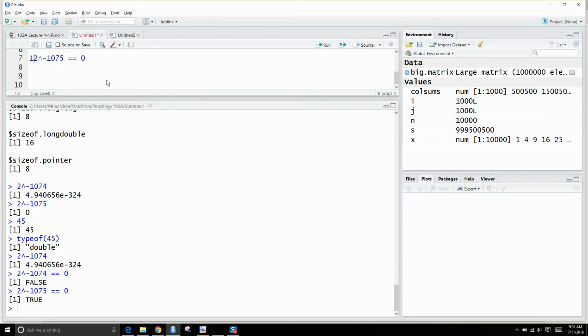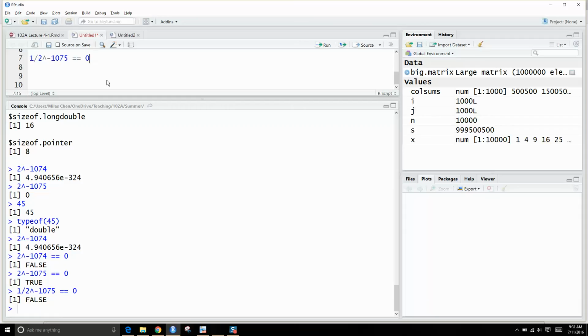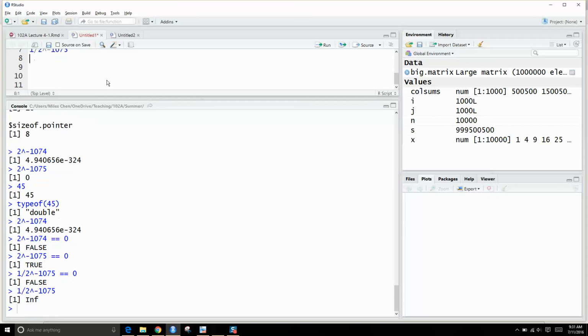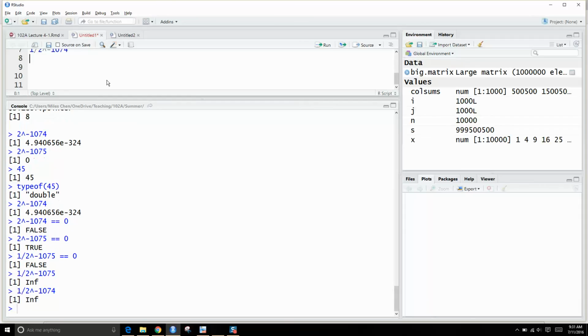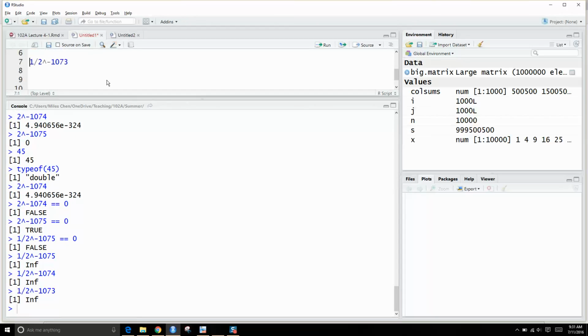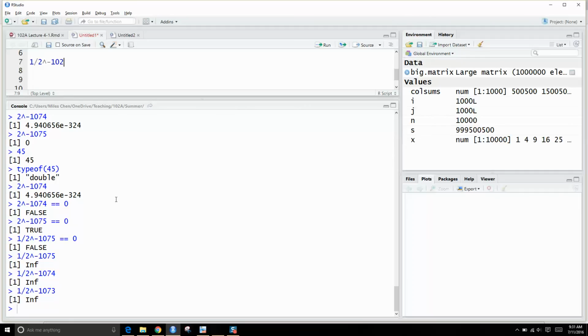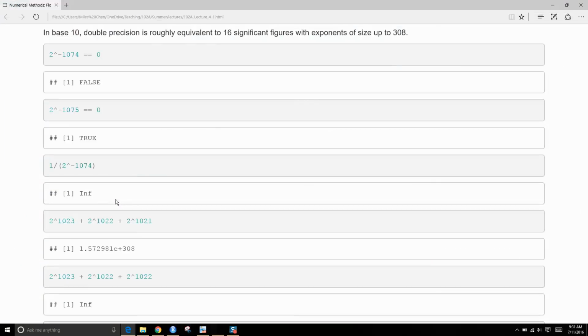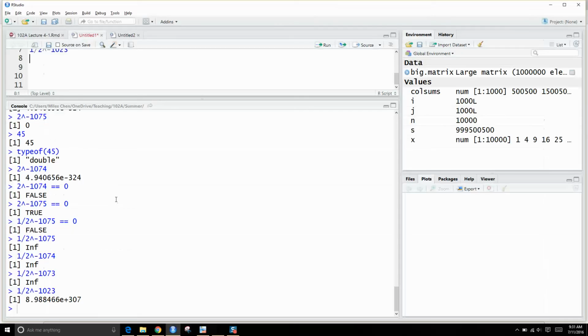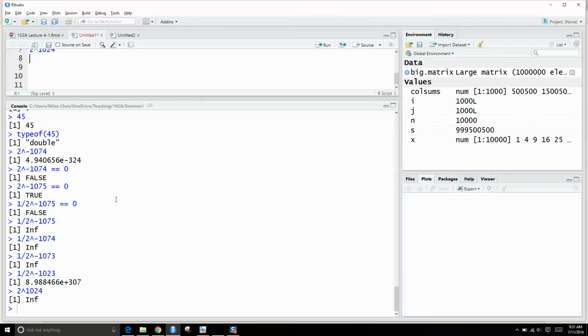I can ask, what is this equal to? And that's equal to 0. If I divide by 1074, that's also equal to infinity. So these all get kind of maxed out here. Sorry, let me go to here. This is a very big number, and if I do 2 to the 1024, I think this becomes infinity.